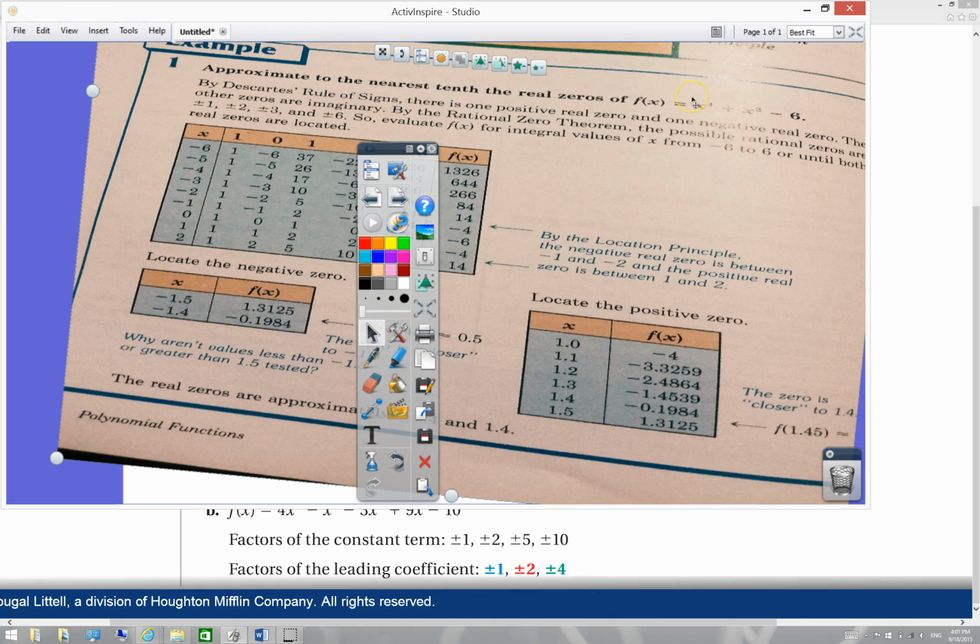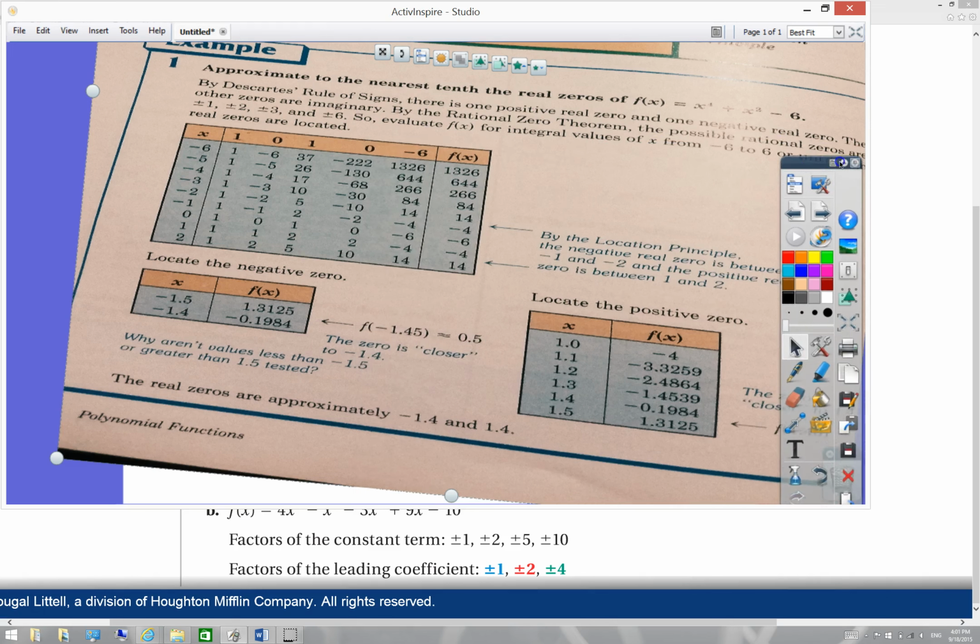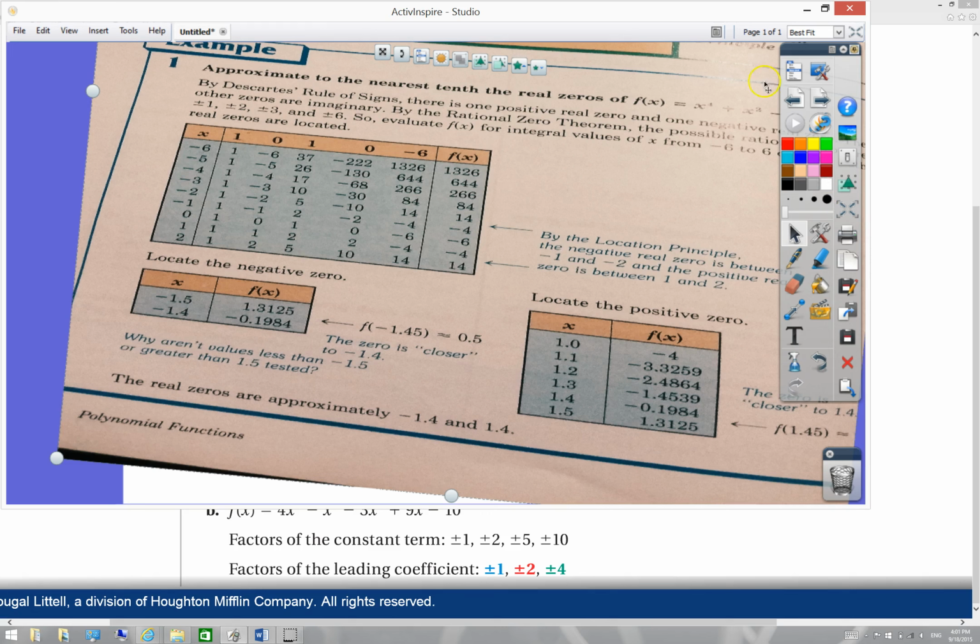And the factors of 1 are 1. So there's really not that many to check. Now notice what they did is that they didn't only check the numbers in that list. Right, here's those numbers in the list: 1, 2, 3, and 6.